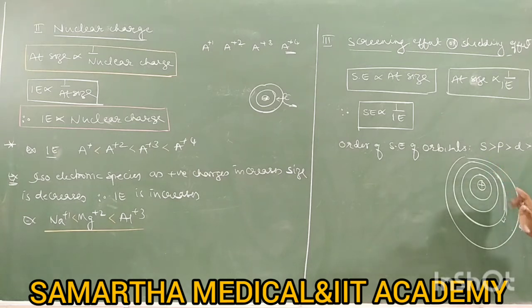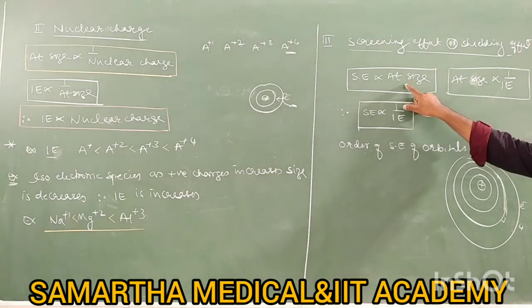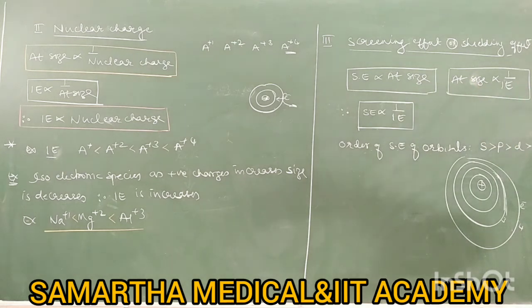When they make a wall, what happens? These electrons move away from the nucleus, which means size increases. More screening effect, more size. We have atomic structure in detail later, so don't worry, we will study it in detail. But for the time being, remember, screening effect is directly proportional to atomic size, and atomic size is inversely proportional to IE. Therefore, this is the order.